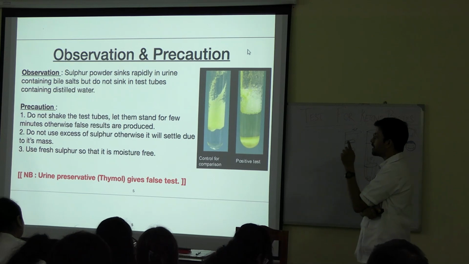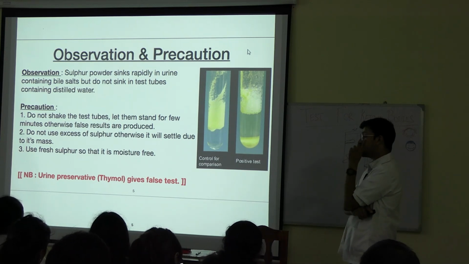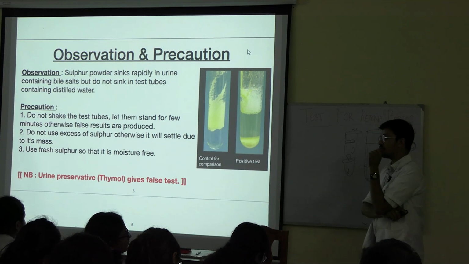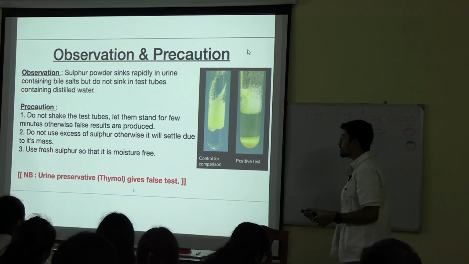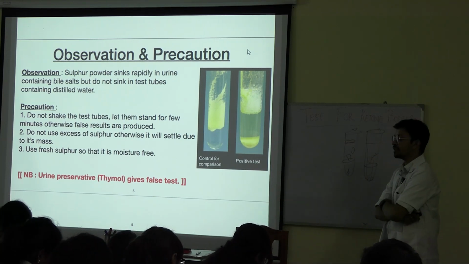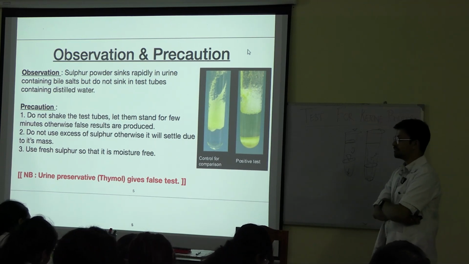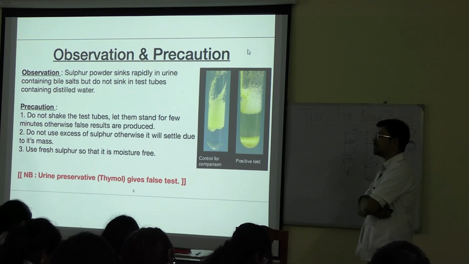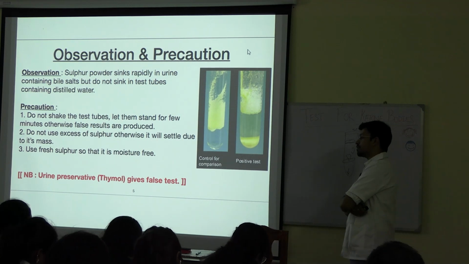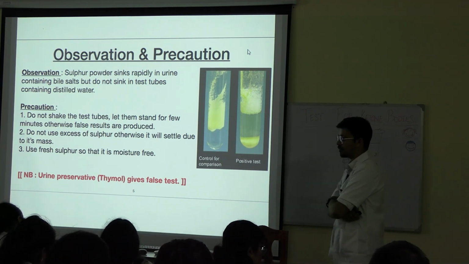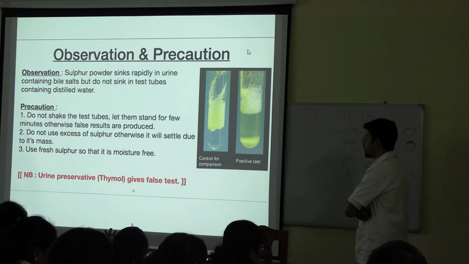There is one note that you have to make, like urine preservative. In my first class I told you we can use some urine preservative like thymol, chloroform, something. This thymol can also give a false test if it is already there in the urine. So whenever you are doing the sulfur test, do not preserve it with thymol. Take the urine sample, keep it separated. You can preserve it with some other products, but not with thymol. If you add thymol, it will give you a false result.